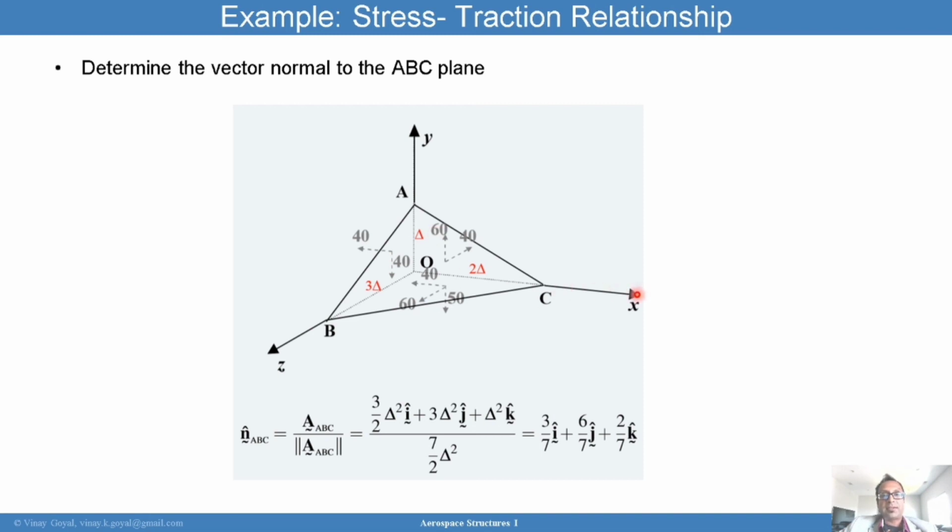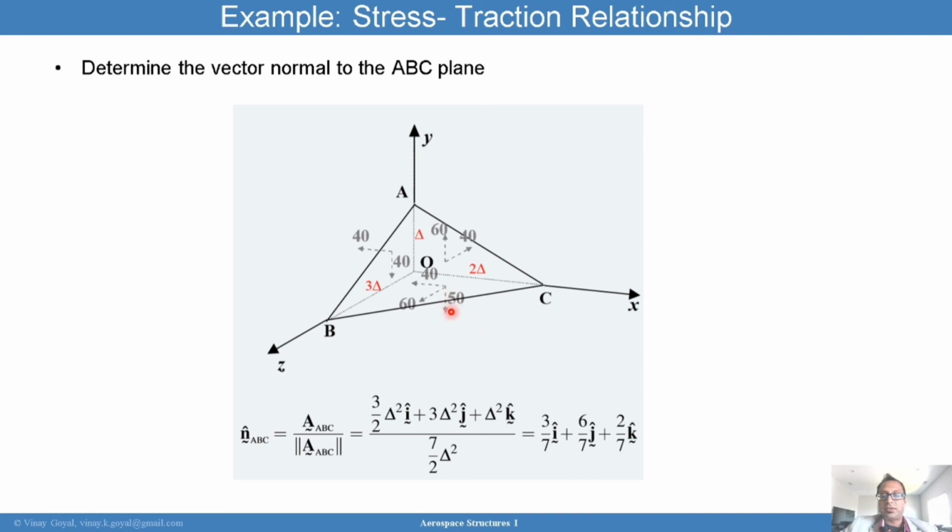Then I will look at the area corresponding to the y direction. That area is given by the triangle BOC. Here, that area is 3 delta times 2 delta divided by 2. So this length times that length divided by 2. And that's 6 delta squared divided by 2. Then that's why I have 3 delta squared here. I also have drawn here the traction forces on the bottom face, and I'm going to talk you through that.